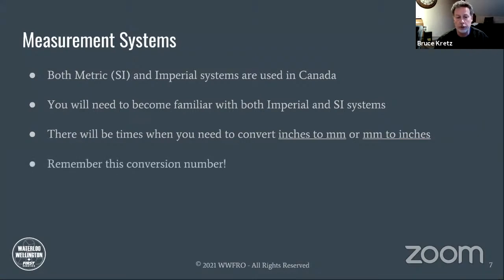Remember this conversion number. This is the number you need to remember. 25.4. Inches times 25.4 will give you millimeters. Millimeters divided by 25.4 will give you inches. That is the metric to imperial conversion for length.